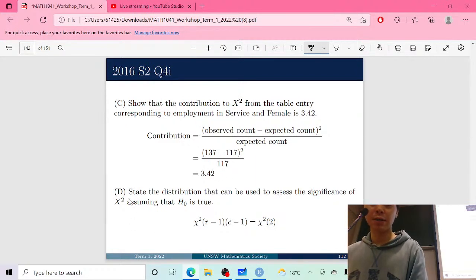And then the last step is to state the distribution that can be used to assess the significance. So it's going to be a chi-square test with (r minus 1) times (c minus 1) degrees of freedom.